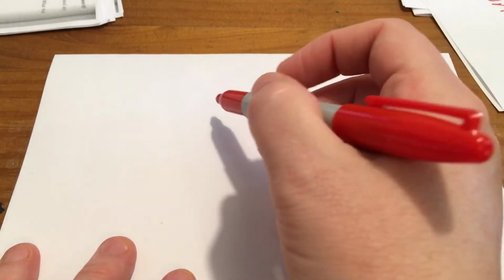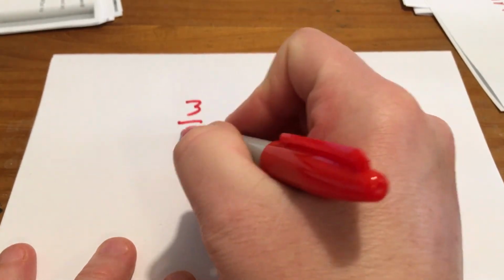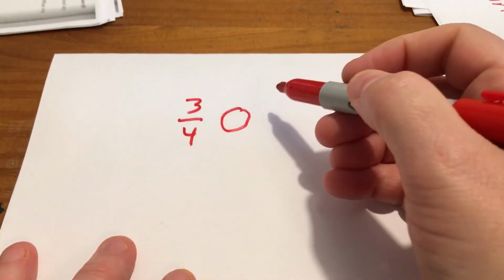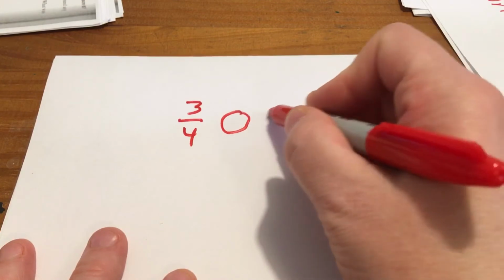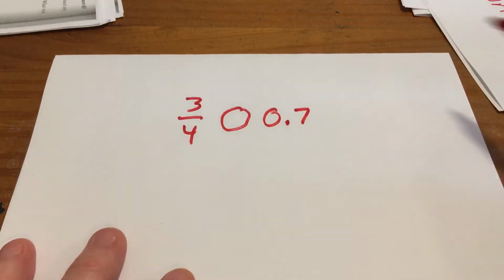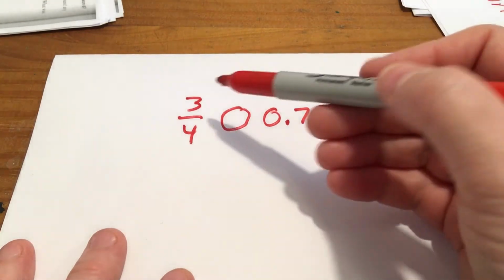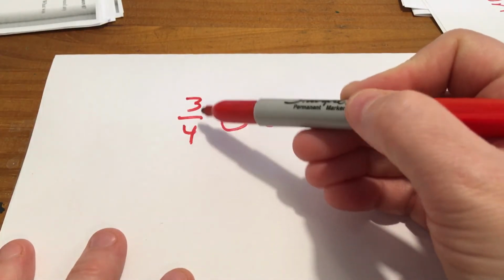Let's do another one. Sometimes they'll also do this. 3/4. Is it less than, greater than, or equal to 0.7? Well, this is nice. This is already in a decimal, so we don't have to change anything there. But we have to make this into a decimal. And we divide it out.